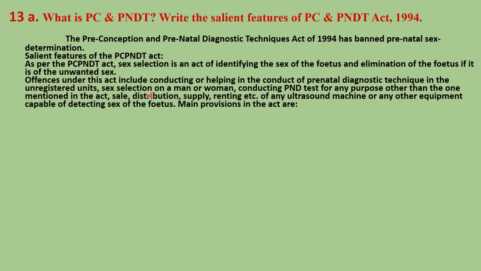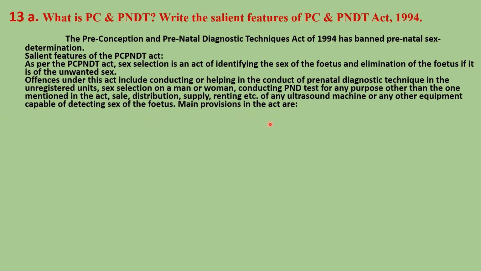Offences under this act include conducting or helping in the conduct of prenatal diagnostic technique in unregistered units, that is hospitals or small clinics, sex selection on a man or woman, and conducting PND tests for any purpose other than the ones mentioned in the act. There are some conditions mentioned, like if any diseases are there, then that is an exception. But sale, distribution, supply, renting, etc. of any ultrasound machine or any other equipment capable of detecting the sex of the fetus is also an offence.